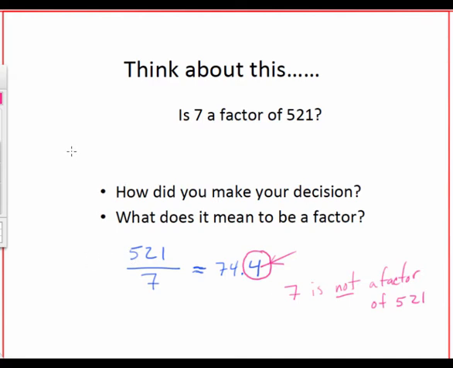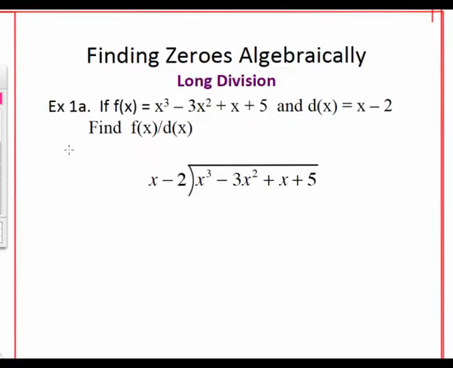So let's take a look at some polynomials now. All right, so we have a polynomial, f of x, x cubed minus 3x squared plus x plus 5, and another one, d of x, x minus 2. So we're going to find f of x divided by d of x. What we're really trying to find is, is x minus 2 a factor of f of x? Is d of x, which is x minus 2, a factor of f of x? If it goes in evenly and we have no remainder, then it is a factor. If it does not go in evenly, then it is not going to be a factor.